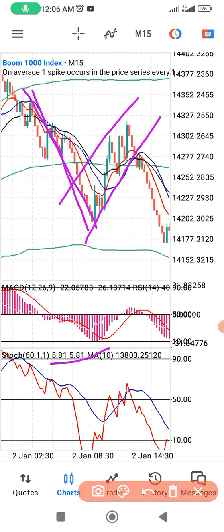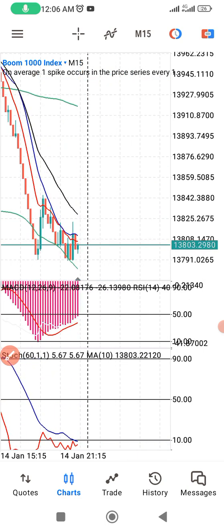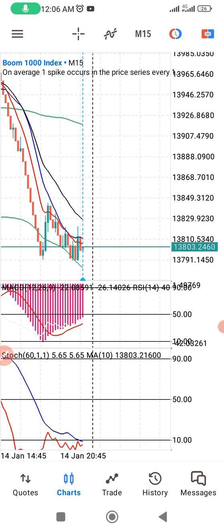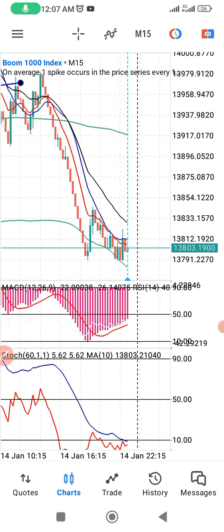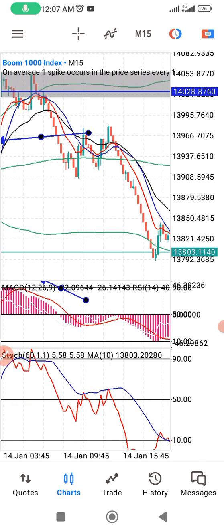So in this scenario, we wait for price to break it, and then we'll take our entry as price breaks out of this channel. Our stop loss is up here, our take profit, and then it went in a big way in our favor. So these are things that you need to acquaint yourself with. Get to know the various chart patterns and how they are formed.